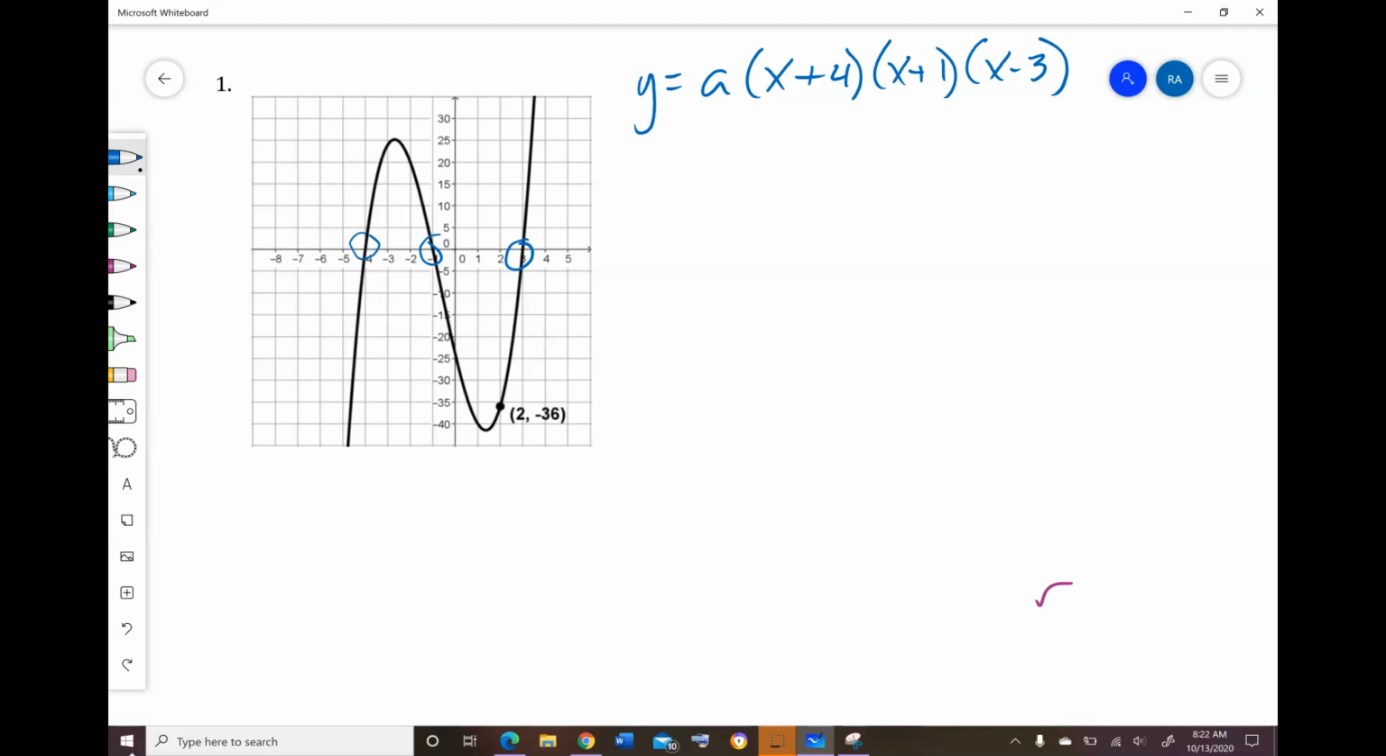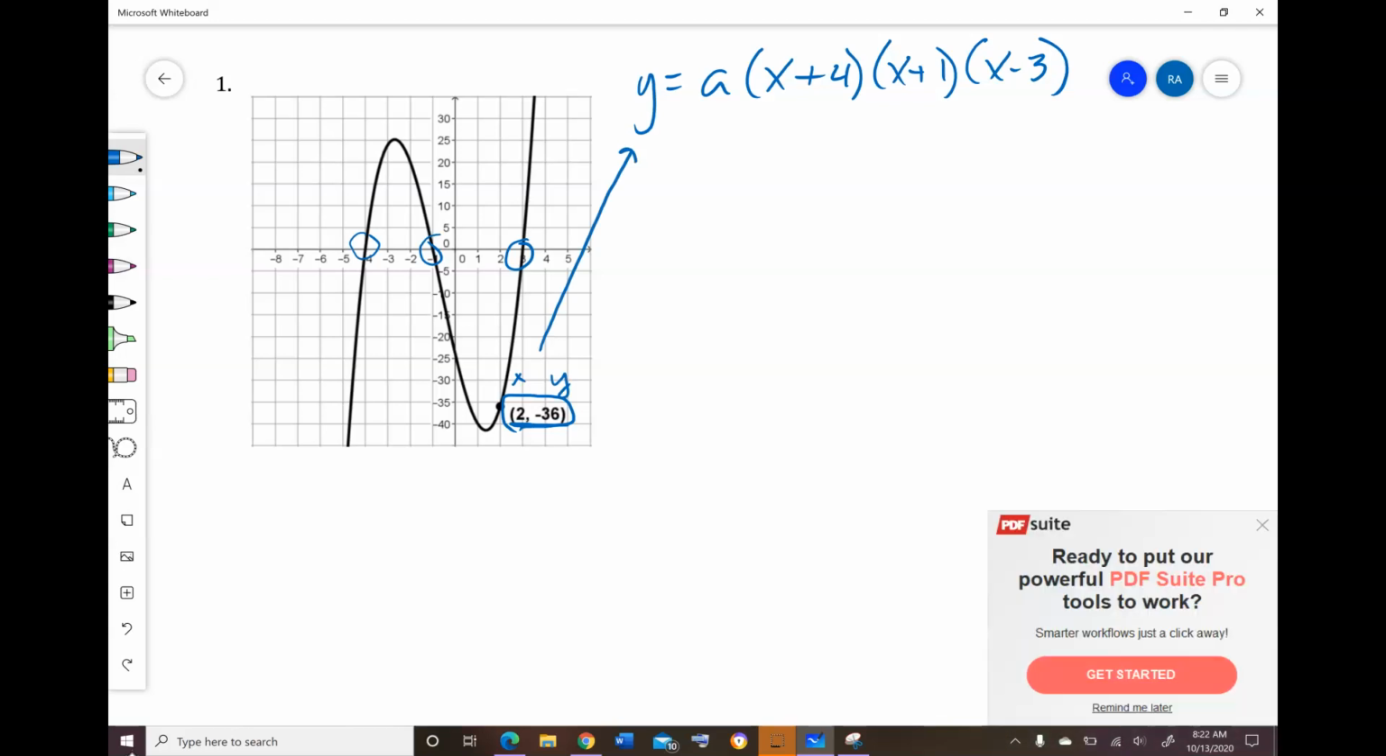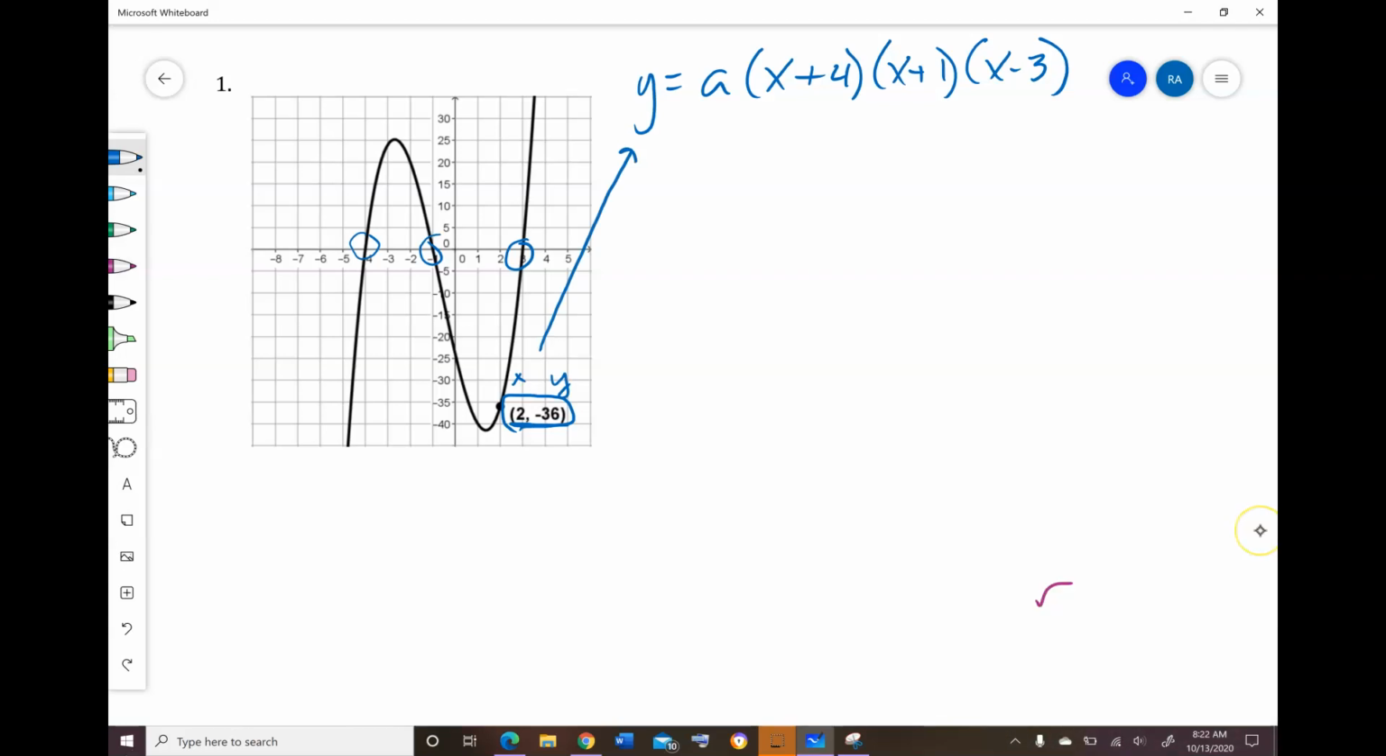Do you see how this gave me a point down here? That is your x and that is your y. You're going to plug that into this equation and you're going to solve for y. So when I plug this in, I get y, which is -36, equals A, 2 plus 4, 2 plus 1, 2 minus 3. We're going to simplify.